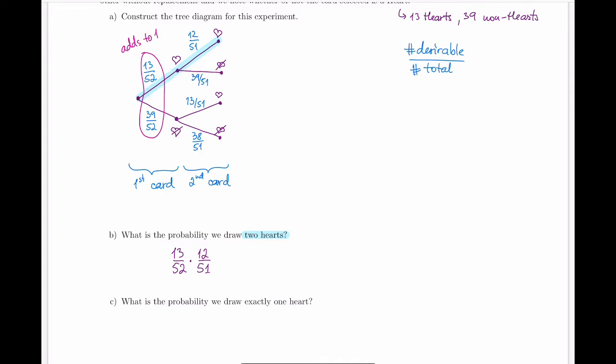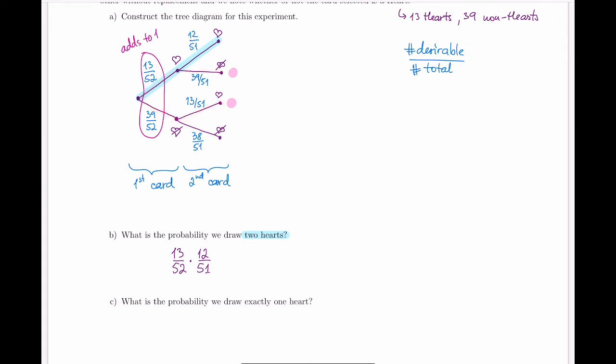So this branch corresponds to exactly 1 heart. And the other way to draw exactly one heart is to do not heart followed by a heart. So this branch, I'm going to label it on the right-hand side here so I don't, again, make my diagram overly complicated. That's the second branch that corresponds to it. So this way or this way.